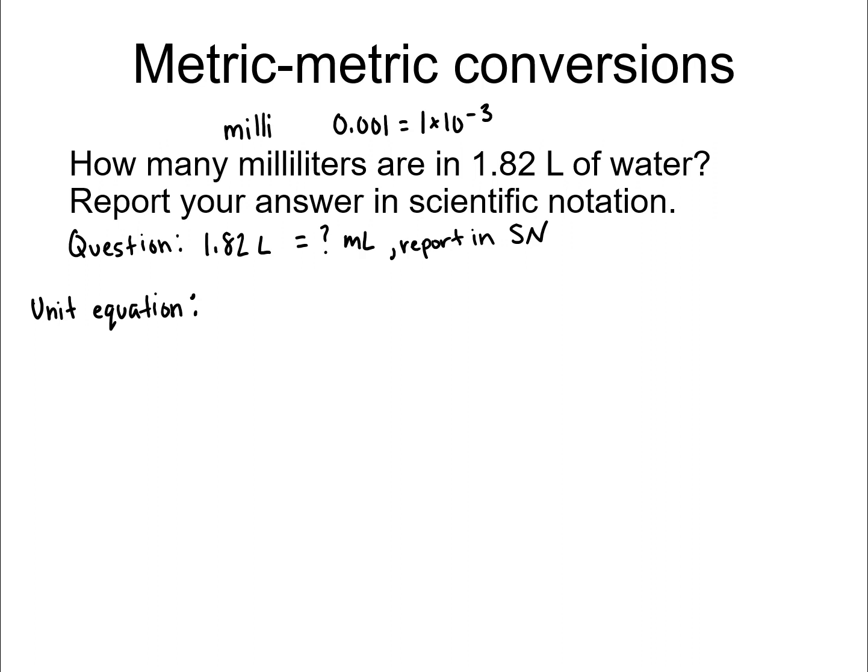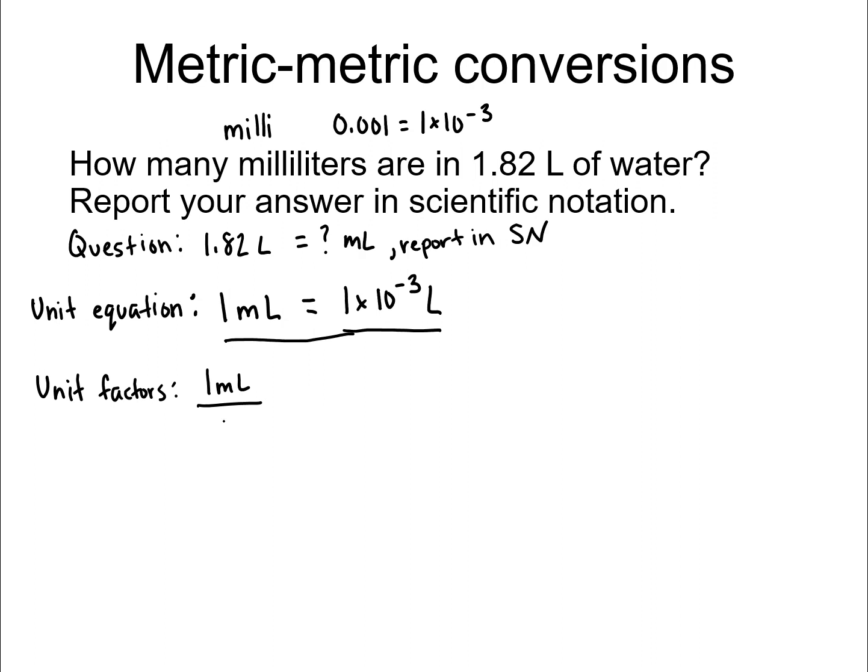So the full unit equation is going to be 1 milliliter equals 1 times 10 to the minus 3 liters. That's the full unit equation. Don't just give me this part. You have to give me everything. It's an equation, so it's got to have an equal sign. For our unit factors, we just write out the fractions.